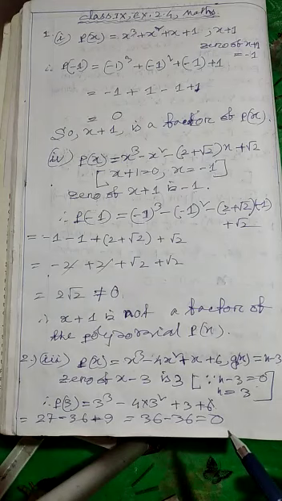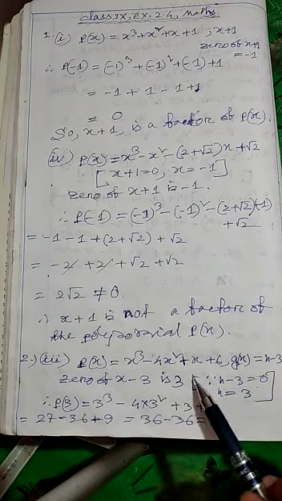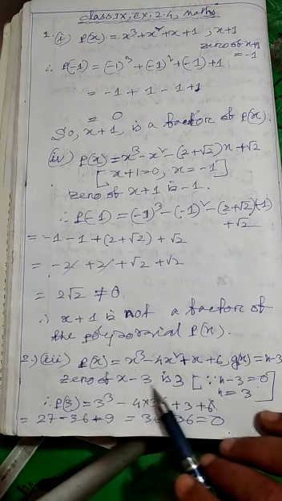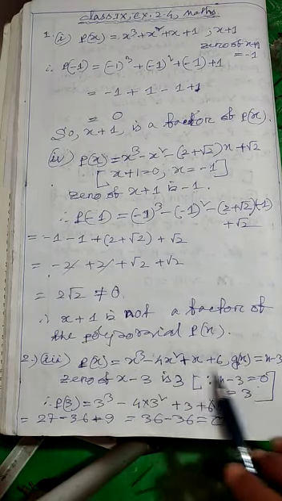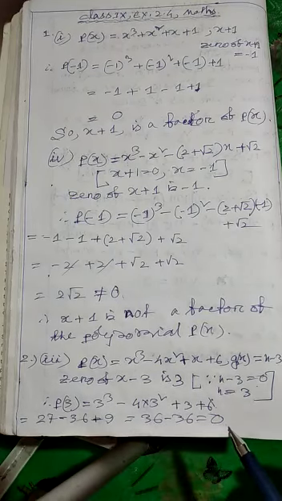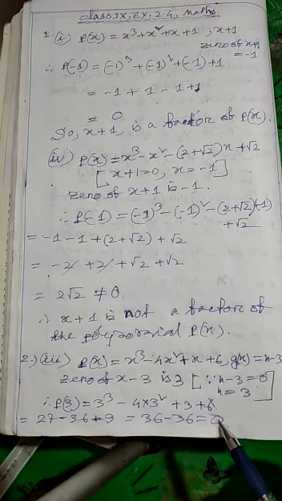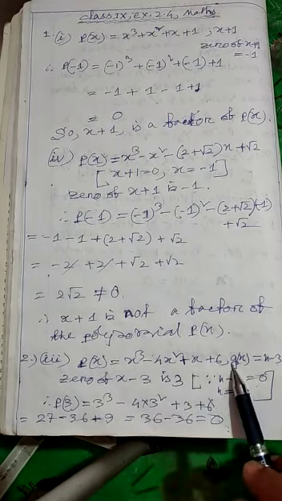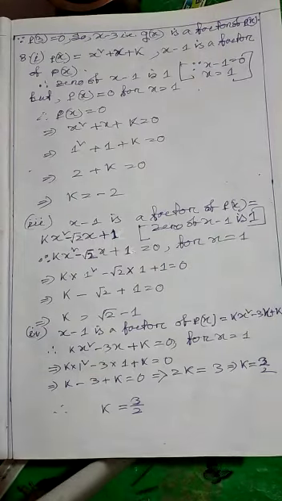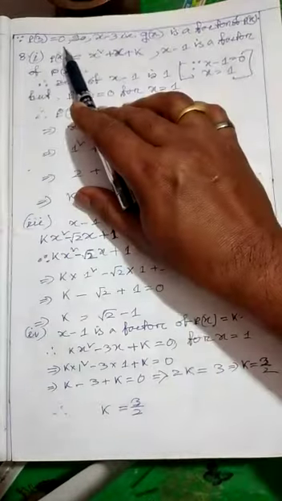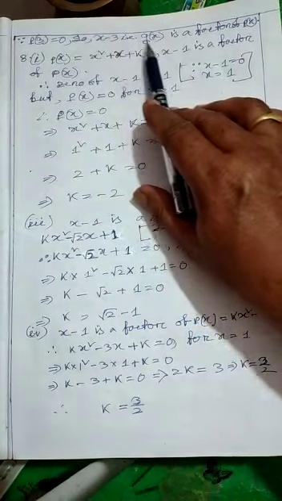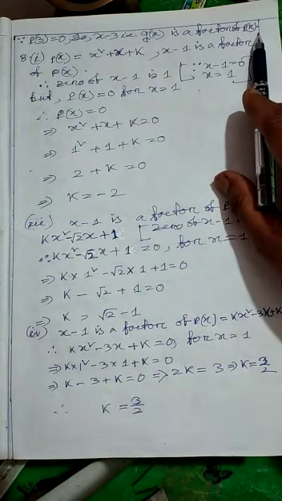Minus 36 becomes 0. So we can say x minus 3 is a factor of p(x), since p(3) equals 0. P(3) becomes 0, so you can say x minus 3 is a factor of p(x). Now see here, p(3) equals 0. Therefore x minus 3 is a factor of p(x).